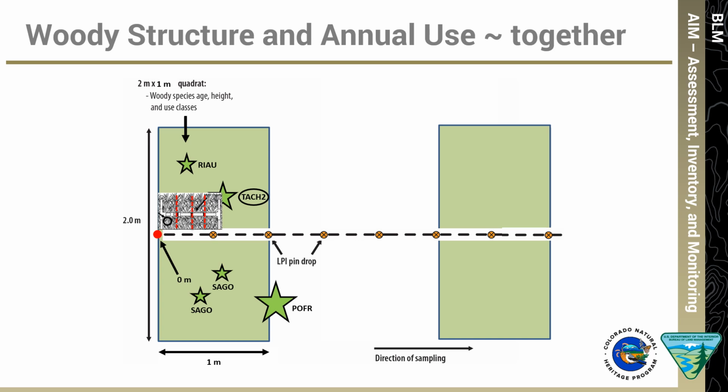Then you would continue down the transect to the next 2.5 meter increment, lay the membrane down for stubble height, soil alteration, and then record woody structure and use and continue down the transect. In this way, annual use can be recorded along with the core method woody structure in a second pass of the transect.